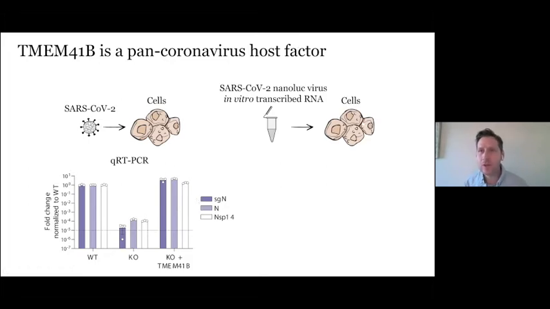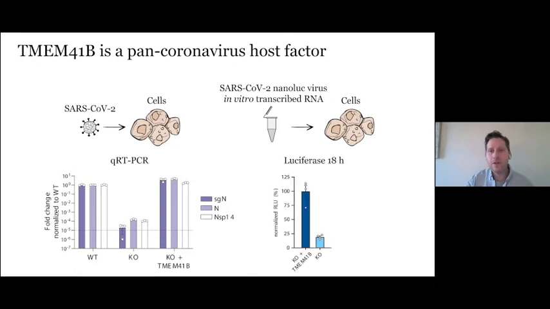So to ask the question of whether or not entry was important, we utilized a reporter virus that we have in the lab, SARS-CoV-2, which expresses nano-luciferase, and we made RNA in vitro. By making this RNA in vitro and electroporating it directly into cells, this allowed us to bypass the entry step. So in this case, we could bypass the ACE2 receptor or anything involved in getting the virus in. And you can see from this data here that even if we completely bypass entry and deliver the RNA directly to the cells, the virus RNA replication is severely impaired in the knockout cells.